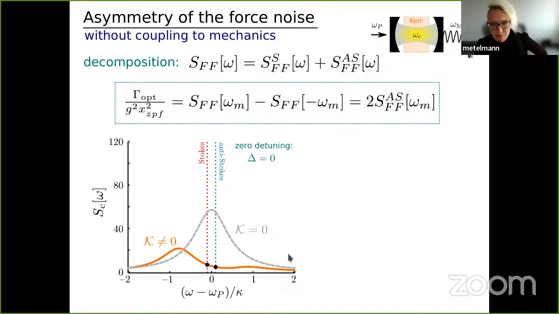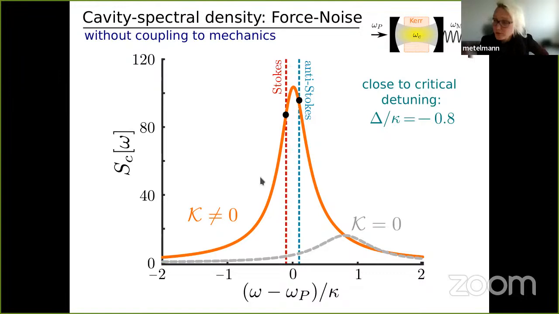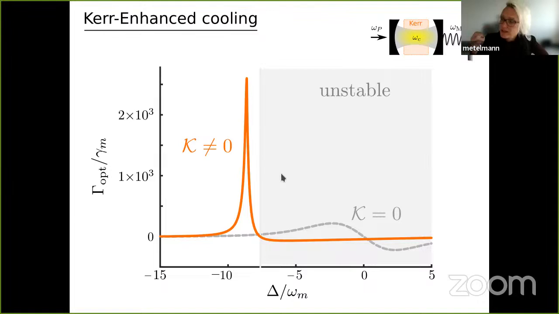I will skip this part and go right away to the point where we have to detune to the right spot, which we call the critical detuning. And then we arrive at a situation where we actually have this nice peak and the anti-Stokes process will be stronger than the Stokes process. This is one way to look at it, but what makes it really prominent is the effective damping rate, the cooling rate we have in the system. Here you can see the case without the shark, but with the shark, we actually get a strong peak at a critical detuning, which we also understand, a strong enhancement compared to the linear case. So the shark really helps us here to get a strong optical damping.